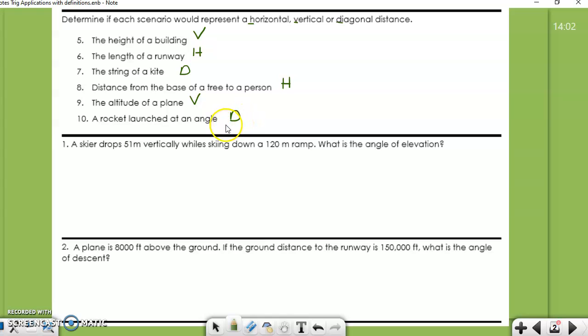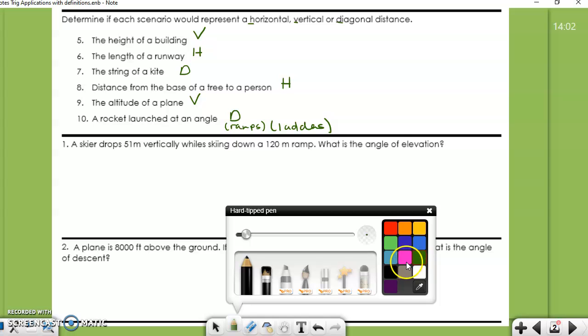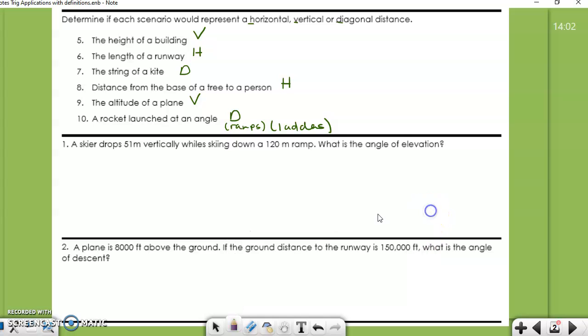And a lot of times ramps, guys, ramps are diagonals. Also ladders. Those are famous diagonals. Okay, let's do some problems together. We always want to draw a triangle to organize our thoughts. The skier drops 51 meters vertically while skiing down a 120-meter ramp. So that's my diagonal, and that's a vertical.